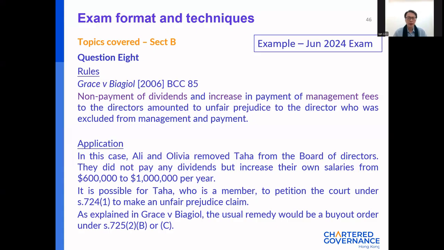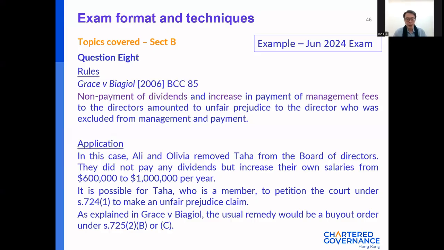So apply all that to our story. In this case, Ali and Olivia removed Taha from the board of directors. They did not pay any dividends, but increased their own salaries from 600,000 to 1 million per year. So it's possible for Taha, who is a member, to petition the court under 724 subsection 1 to make an unfair prejudice claim.